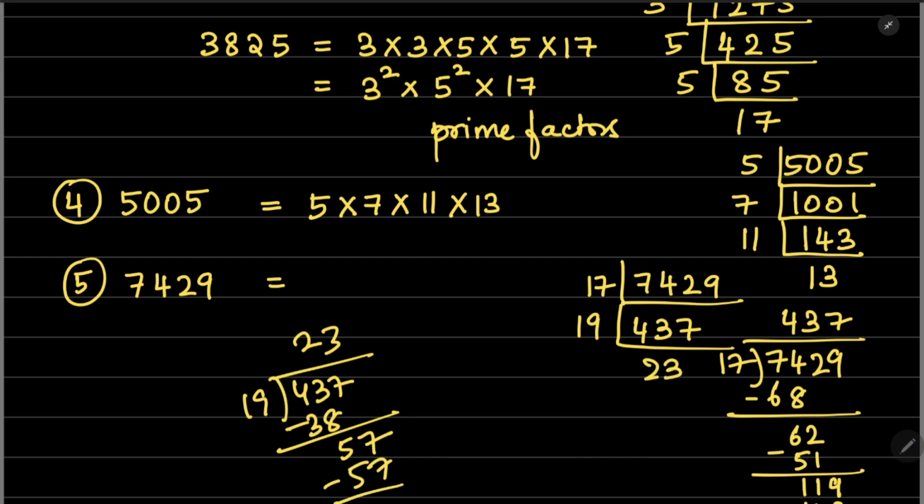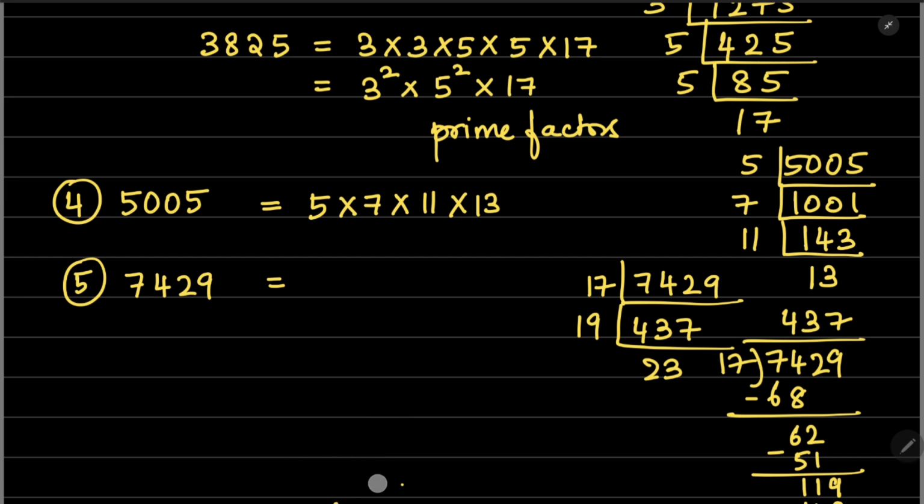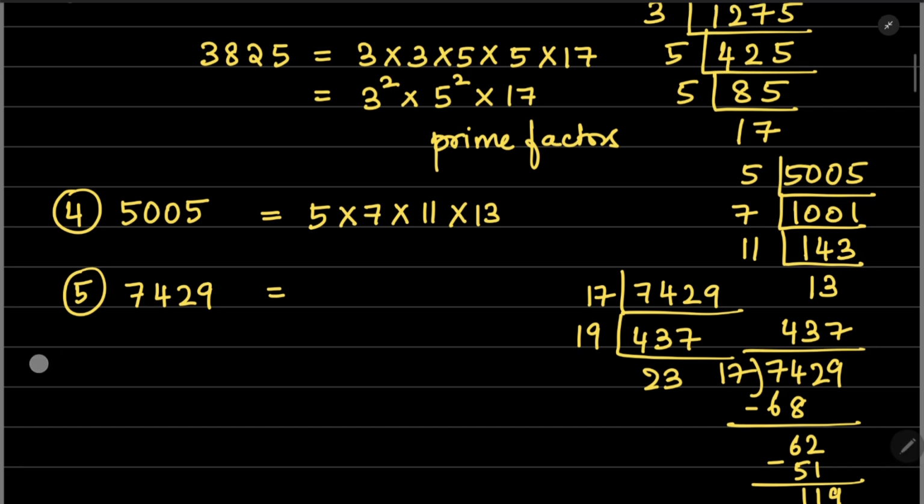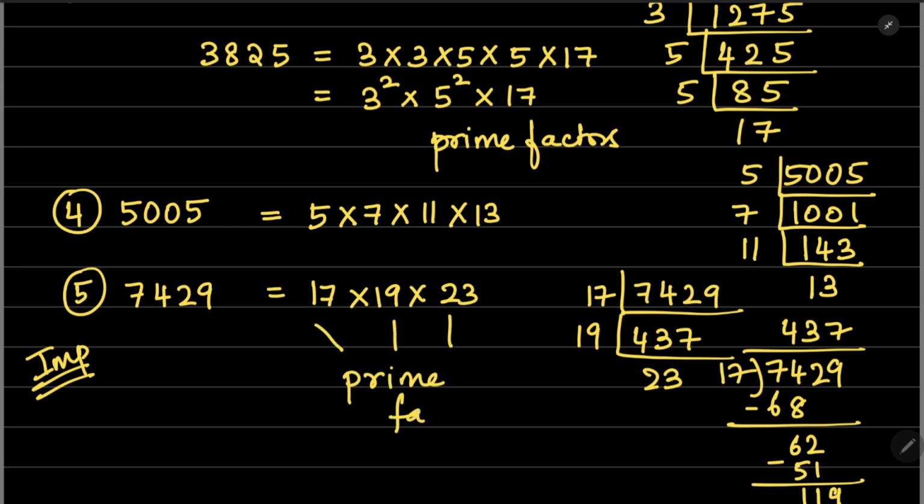So this is a problem which will take a lot of time because none of the initial few small prime numbers are divisible, isn't it? This question is a little tricky, but please do make it a point to not leave it as such. So here the primes are 17 multiplied by 19 multiplied by 23. All of these are prime factors. So this is the answer.